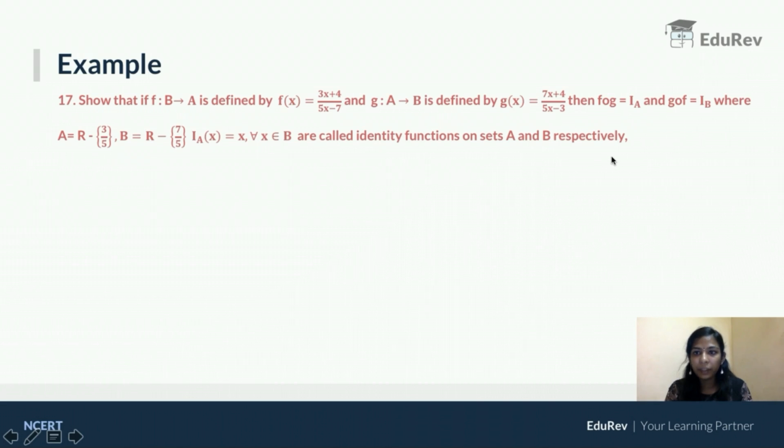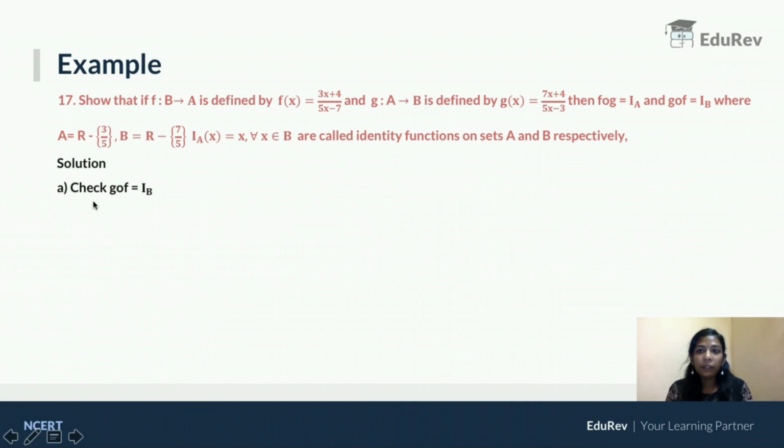a and b respectively. So what they are trying to tell is they have given us two functions and they are asking us f circle g is equal to ia and g circle f is equal to ib, as they are asking us to prove both of them as identity functions. And why are they excluding these from the sets a and b? See, if the x value is 7 by 5, the function f will not be defined because 5 into 7 by 5 minus 7 is 0. Similarly, for the g function, if the x value is 3 by 5, the function will not be defined. That's why they are excluding 3 by 5 from the set a. Always check those terms, okay?